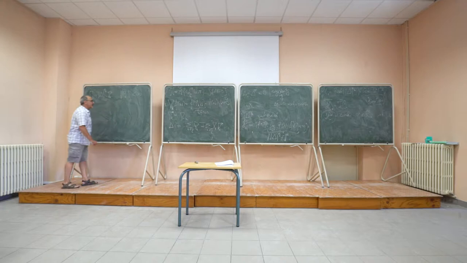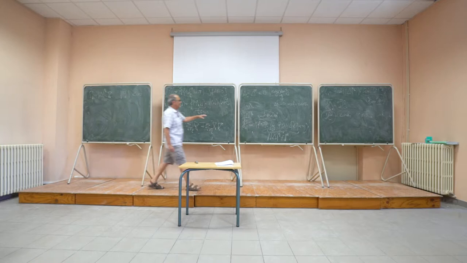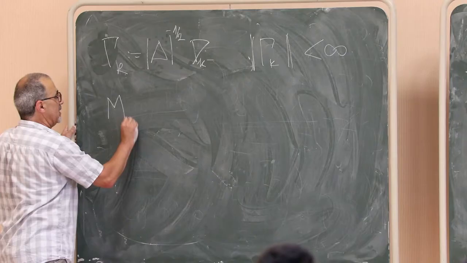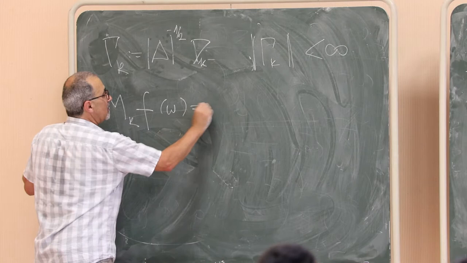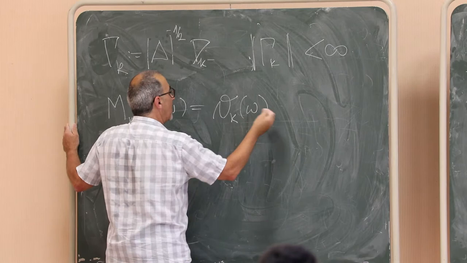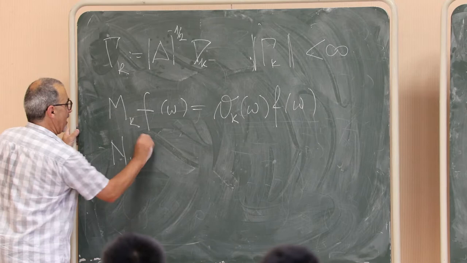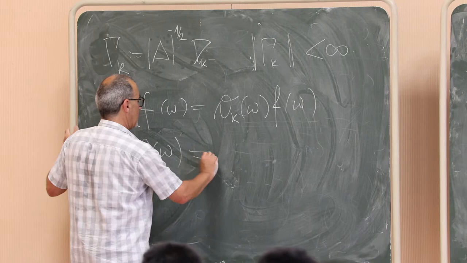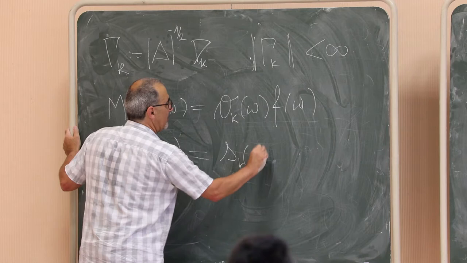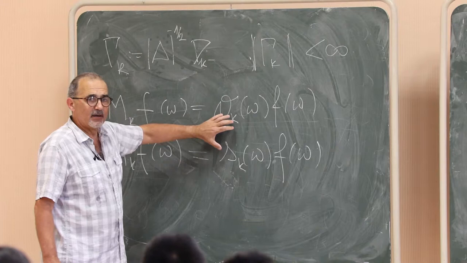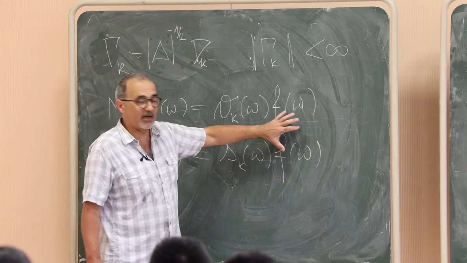I need some more operators. These will be all the operators defined only in terms of shifts. But I also have other operators because I have these functions v. So let me define the operator m sub k f omega to be the multiplication with v sub k omega f omega. And let me denote s sub k f omega to be multiplication with s sub k omega f omega. These are multiplication operators, are self-adjoint. If I assume that these functions are bounded, then these are bounded operators. If I don't assume that these functions are bounded, then I have to be a bit careful which f's are good for them. Let's assume that these are bounded.